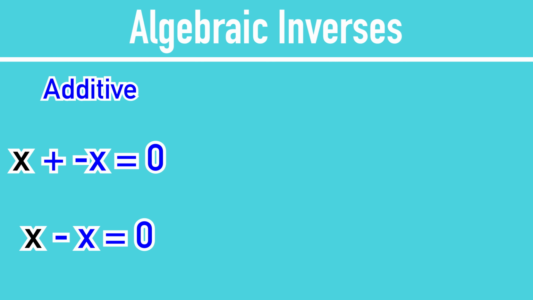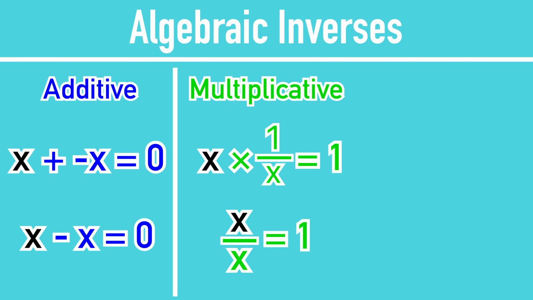Furthermore, multiplying x by its reciprocal, in this case 1 over x, will give us a result of 1. Remember that a reciprocal is just a fraction where the numerator and denominator have been swapped. Multiplying by the reciprocal is the equivalent of dividing x by x. This is called the multiplicative inverse. It also shows us that multiplication and division are inverse operations.